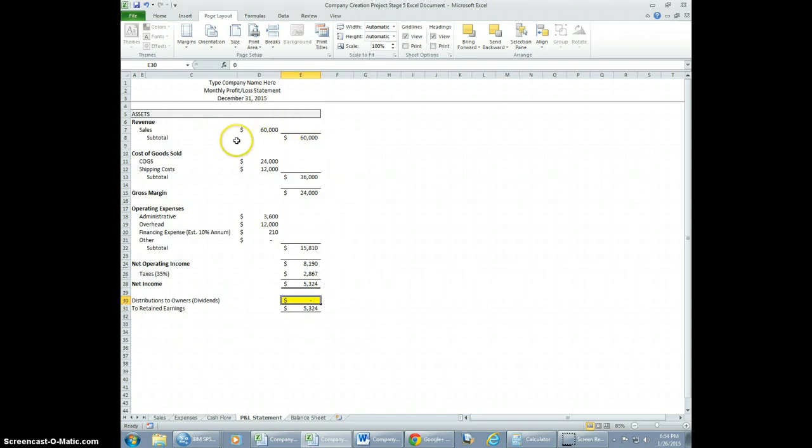There's not a lot in terms of decisions that need to be made in this particular stage. You'll notice that the only number that needs to be inputted is this yellow box right here. However, this is a good opportunity for you to start getting a feel for how the company is operating, and how its revenues and costs are interacting with one another.